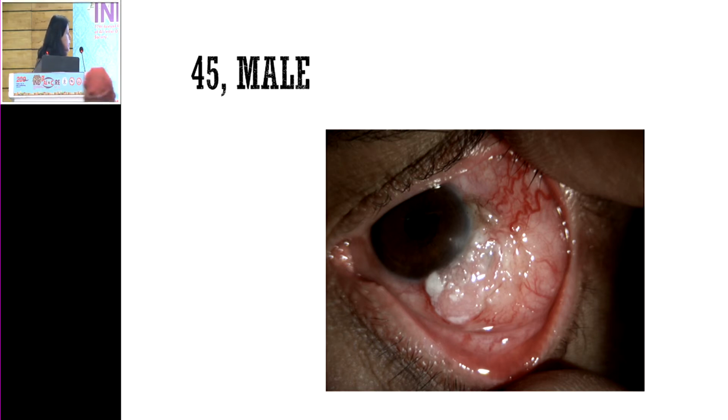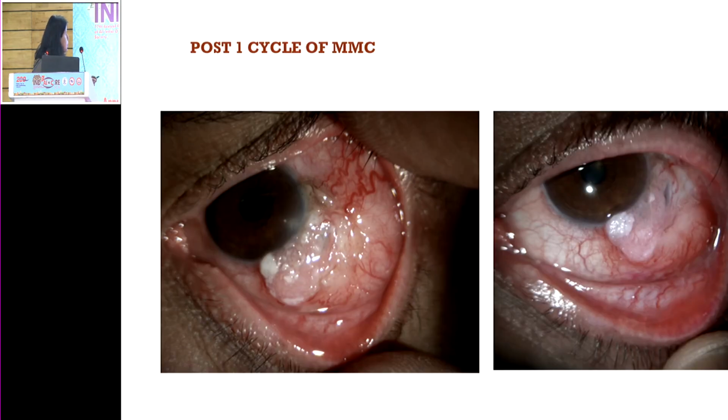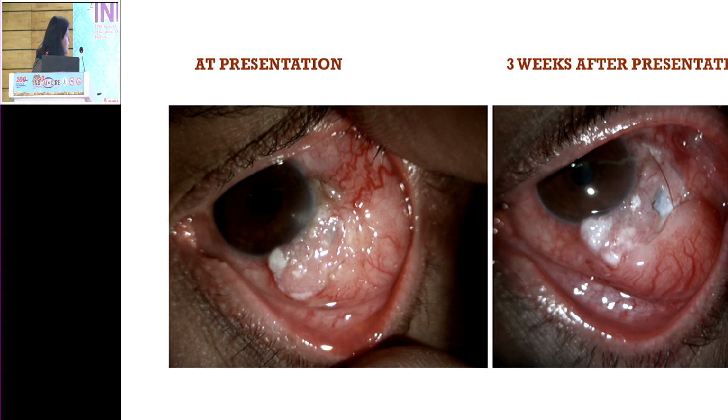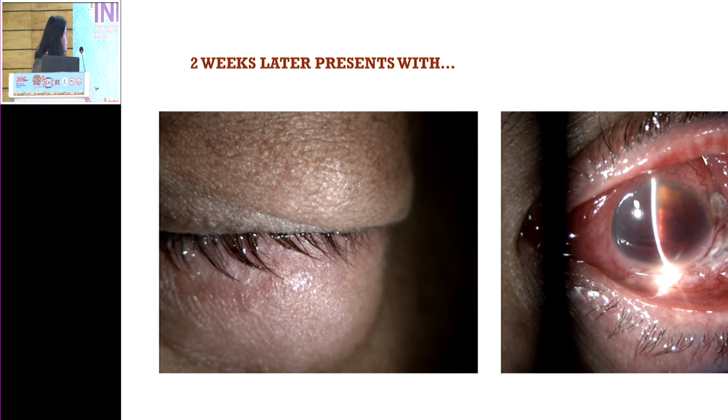A 45-year-old male presented with typical OSSN type of features and was started on MMC. This is post first cycle of MMC. The lesion was decreasing, and this is 3 weeks after presentation. The lesion was decreasing, but see what was happening. The sclera was melting and there was some mass coming up here, another growth coming up. 2 weeks later, the patient presents with this. He absconded for 2 weeks and comes with proptosis. So we investigated, and he was an HIV positive patient. Suspect HIV when the OSSN progresses really fast in young male patients.